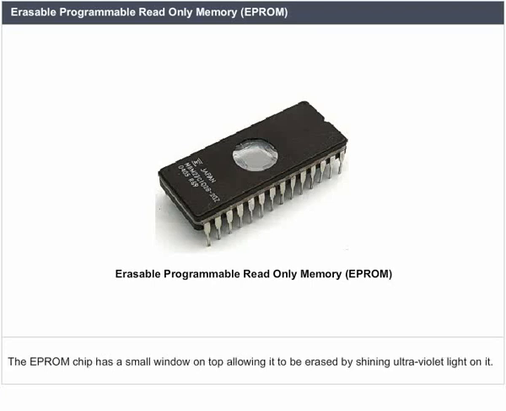The EPROM chip has a small window on top, allowing it to be erased by shining ultraviolet light on it. After reprogramming, the window is covered to prevent new contents being erased. Access time is around 45 to 90 nanoseconds.